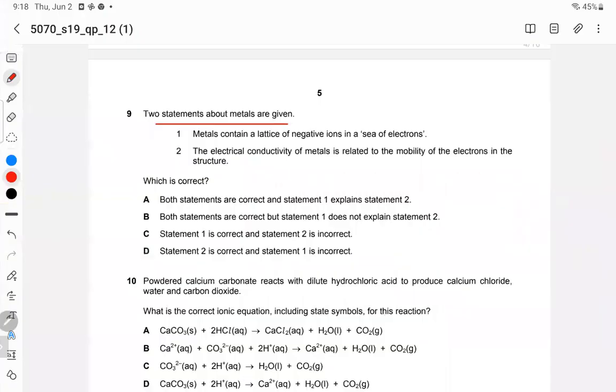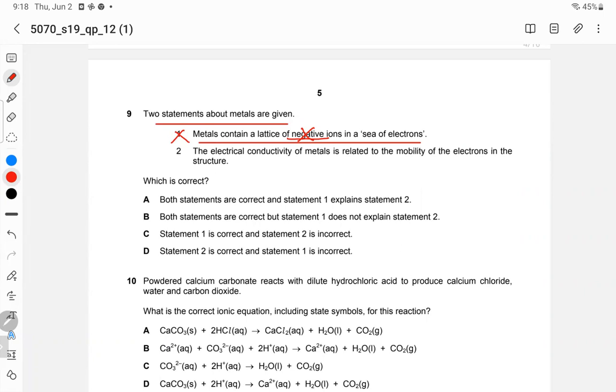Okay. So question number 9. Metal contains a lattice of negative ions in a sea of electrons. No, it is wrong, because it is not negative ions. Metal contains a lattice of positive ions in a sea of electrons. Is this understandable to everyone? Is it clear up to here for everyone? Yes, sir. Okay.